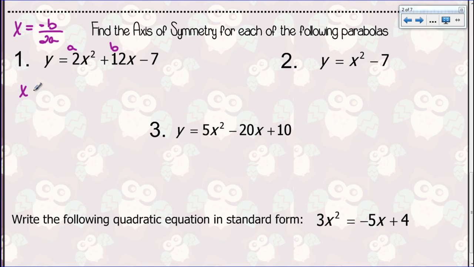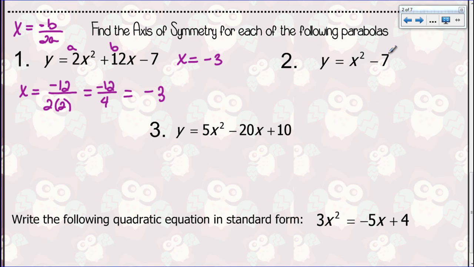And so x equals the opposite of b, which is negative 12, over 2 times a, which is 2. So I end up with negative 12 over 4, and when I do negative 12 divided by 4, it's negative 3. So the axis of symmetry for this one is at x equals negative 3. Which also, by the way, gives me half of the vertex. I know that part of my vertex is going to be at negative 3 comma something, and so it gives me part of my vertex.